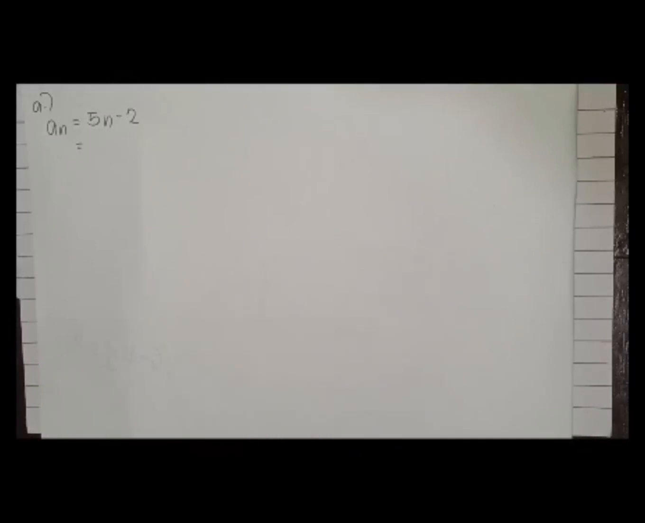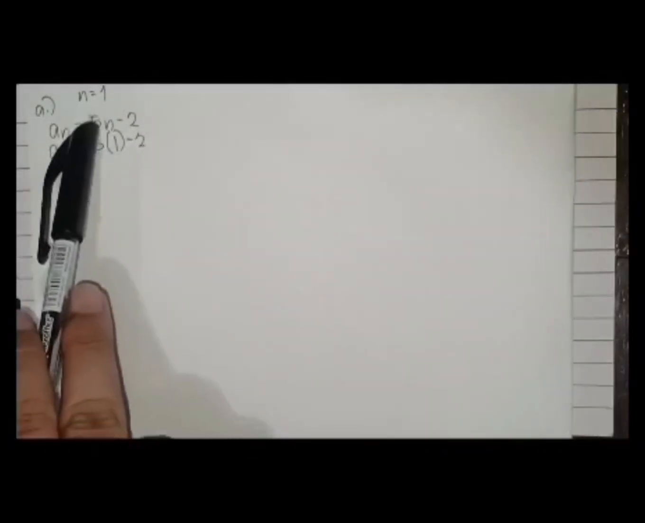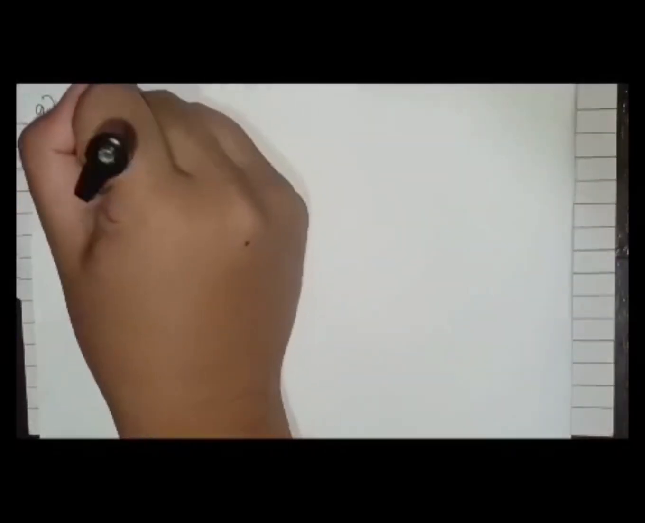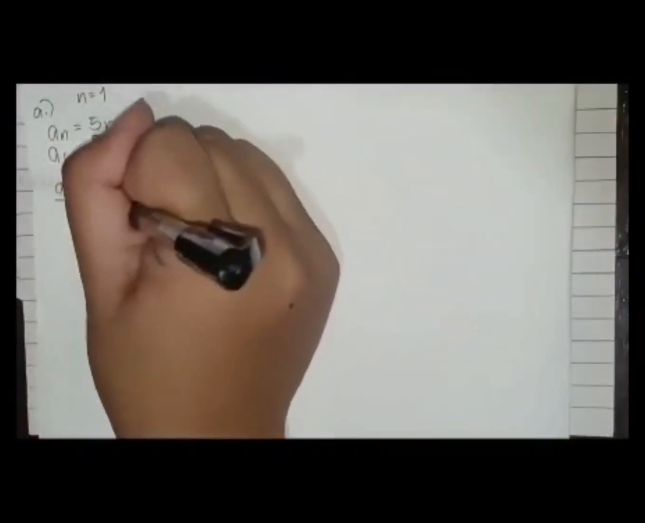So, to find the first term, let us substitute n is equal to 1. So, a sub 1 is equal to 5 times 1 minus 2. As you can see, I substitute the value of our n, which is 1. So, 5 times 1 is 5, minus 2. So, 5 minus 2 is 3. So, the value of our first term is equal to 3.